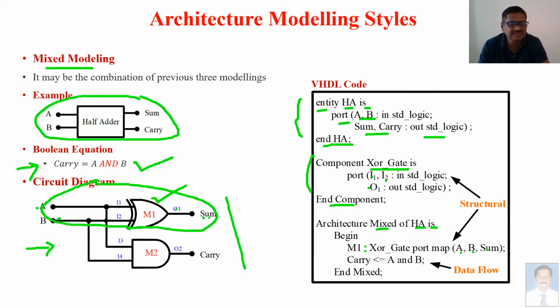Now, this carry, I am not using the structural modeling for this. I am using the data flow modeling for this. This carry is assigned as, I am using this Boolean expression, A and B. This carry is assigned as A and B. This is the component declaration for structural modeling. This is component initialization for structural modeling. This is the structural modeling. And finally, I am using this part for data flow modeling, and I am using structural as well as data flow modeling. That's why this modeling is known as a mixed modeling.